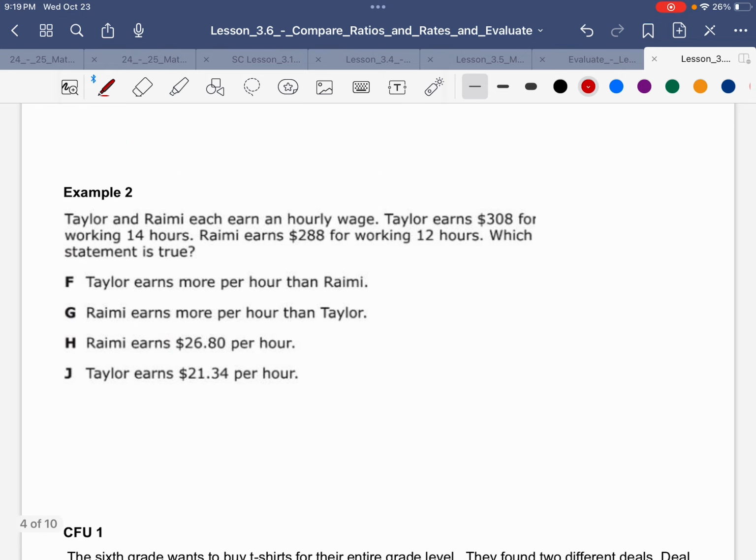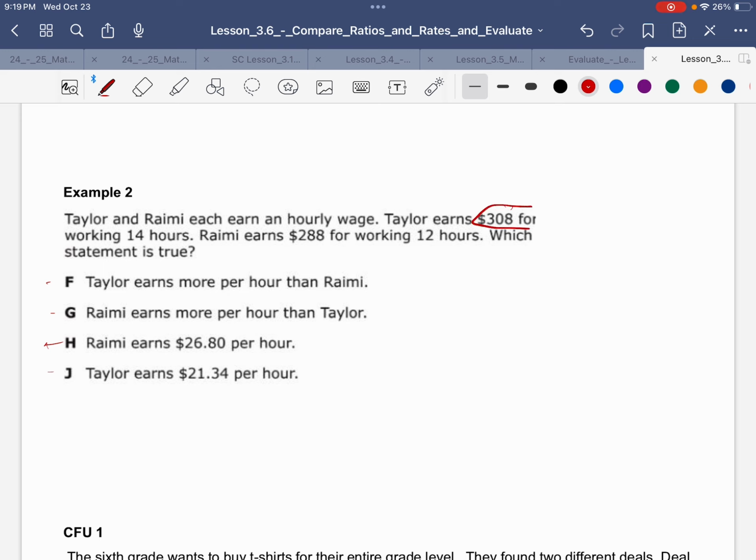Example 2. So Taylor and I think it's Romney each earn an hourly wage. Taylor earns $308 for working 14 hours. Romney earns $288 for working 12 hours. Which statement is true? All right, so let's take a look at it. What you could do here, again, is find the unit rate, and you would be able to know. Because we don't know who earns more, Taylor or Romney. That's what F and G are saying, which one earns more. And then these give us exactly unit rates. Either way, we need to calculate them.